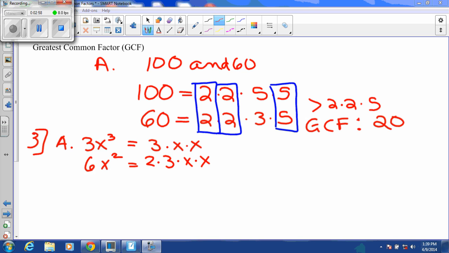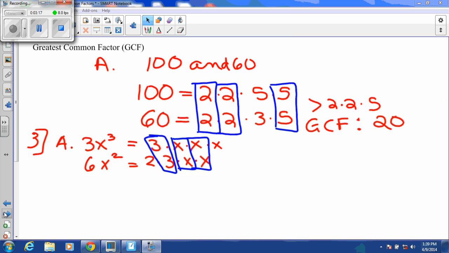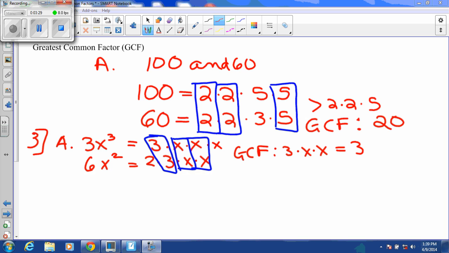And you probably spotted my mistake. 3x cubed is 3 times x times x times x. It's always good to look back. Now I'll put a rectangle around my common factors. I have a common factor of 3, a common factor of x, and another common factor of x. Therefore, the GCF of my monomials, 3x cubed and 6x squared, equals 3 times x times x, or 3x squared.